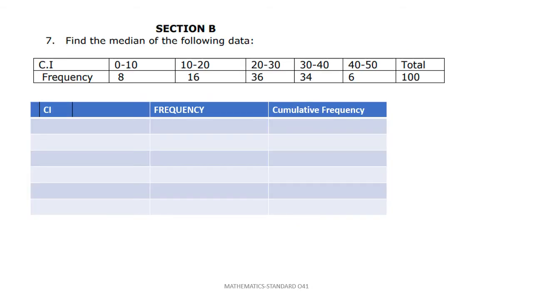So now let's start section B, children. Find the median of the following data. So this is very easy. First you write the given values in the table: 0 to 10, 10 to 20, 20 to 30, 30 to 40, 40 to 50.